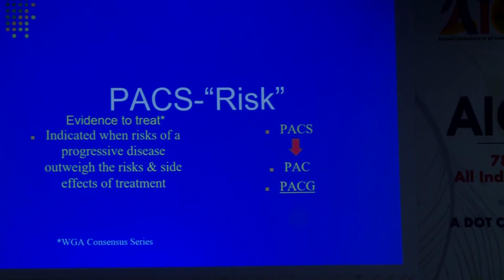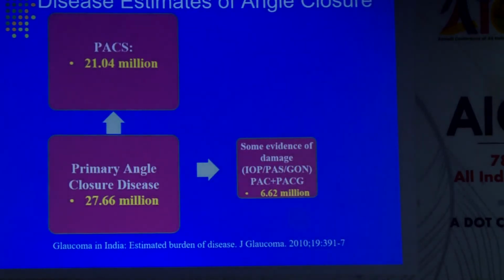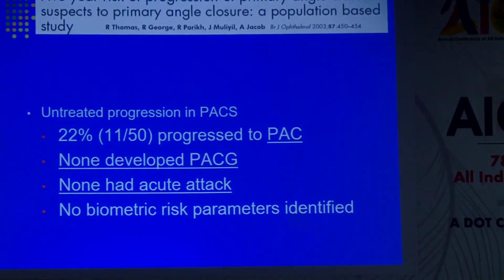What is the risk that it converts? We don't want to treat all PACs. The problem here is that there's a large number of angle closure disease patients. If you look at it, it's around 27.66 million, and PACS, the top one, constitutes a majority of these subjects. It is nearly the population of Delhi. So do we need to treat everybody? We can't treat everybody. The resources are going to be overwhelmingly stretched if we start treating every PACS.